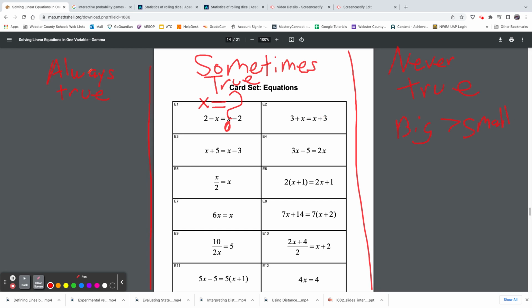So that's how you do this MFAL right here. You make 3 columns: always true, sometimes true, never true. Work with a partner and decide where these equations fall. You can solve them, you can do guess and check, but if you put it under sometimes true, I actually want to know what is the value of x that would make that equation true.